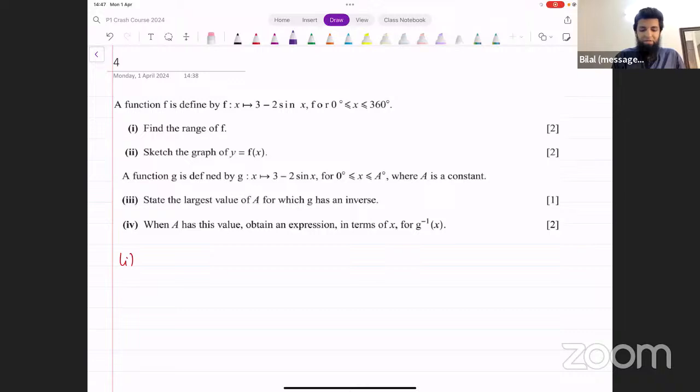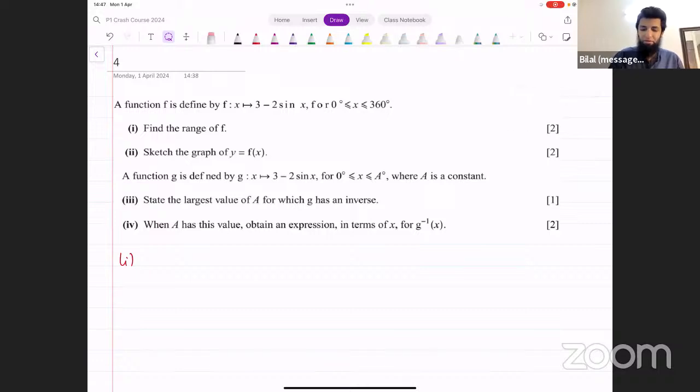Now it says a function f is defined by f of x equals 3 minus 2 sine x. Now this is just a slightly different way of writing functions. So just like you have f of x equals 3 minus 2 sine x, there's another way to write this as well. f of x can also be written like this, that f is a function of x, which is 3 minus 2 sine x, right? So it's another way of writing f of x. Okay, so don't get confused by that. It's just f of x.